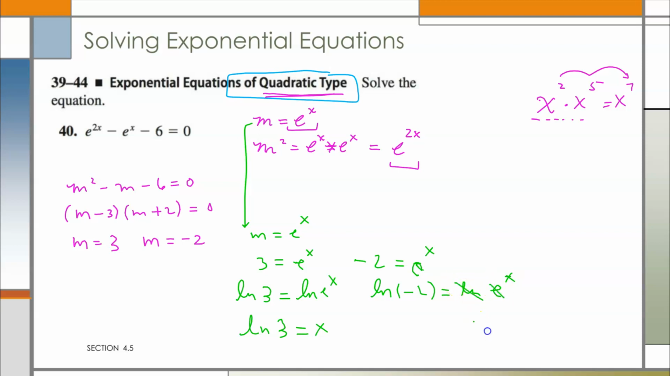But before I box this answer, try putting negative 2 into your calculator and natural logging it. You're going to get an error. Remember the log graphs? What was the domain of the logarithm? The domain for a logarithm was a positive number. We're not able to ln a negative number. This is our only answer.